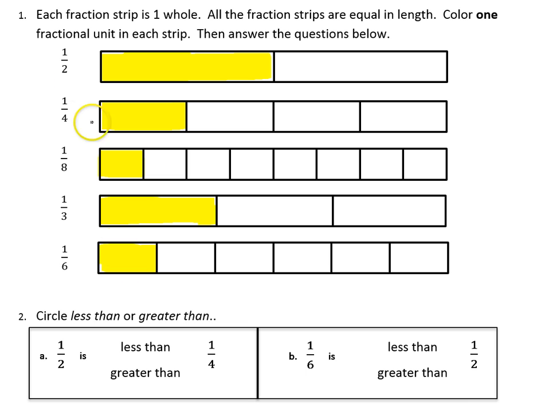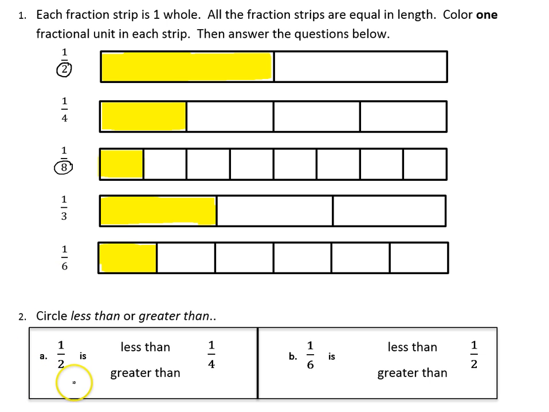Something to notice here is the smaller the number of our denominator, the larger the piece, which makes sense. If I'm taking a whole and only dividing it into 2 pieces, those pieces are going to be larger than if I take a whole and divide it into, let's say, 8 pieces. That results in a smaller piece. So that's a fraction concept to keep in mind as we compare our fractions.